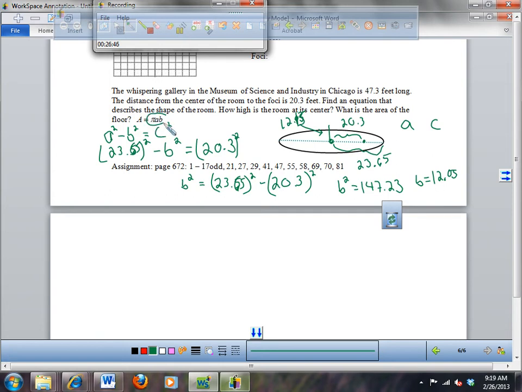And then to find the area, they tell you that this is the area formula for an ellipse. So you just plug in pi times a times b.